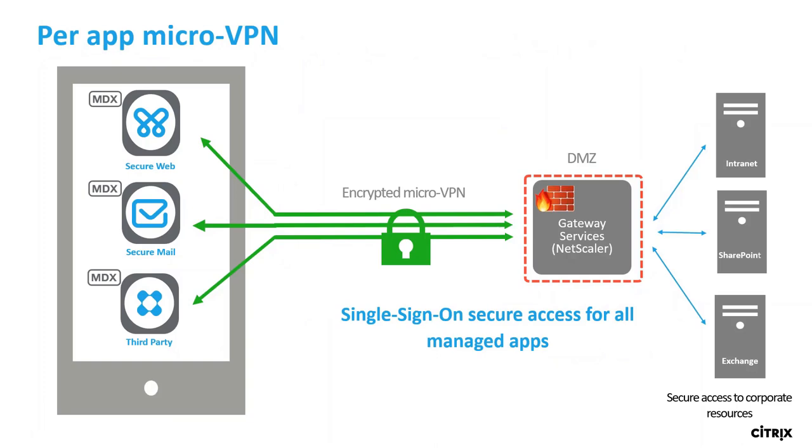So we're going to have encryption and isolation on the device, but what about the data in transit? The Endpoint Management Service will leverage a per-app micro-VPN that will allow only those applications to leverage the VPN communication back to the data center. This is going to ensure that the data in transit is traveling across a secure path and protected from being exploited.